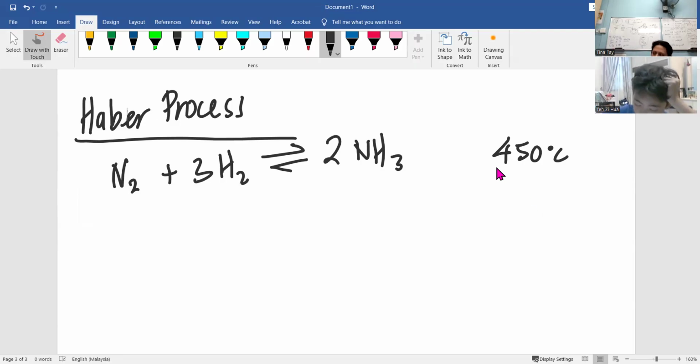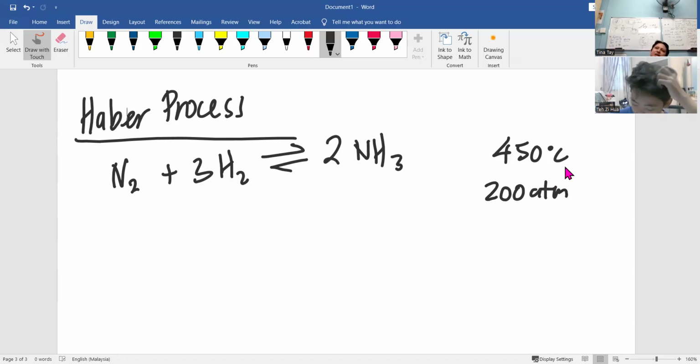Now, should I do high pressure or low pressure? Low pressure will favor the one with more moles. So what should I do, high pressure or low pressure? High. So we do 200 atmosphere.